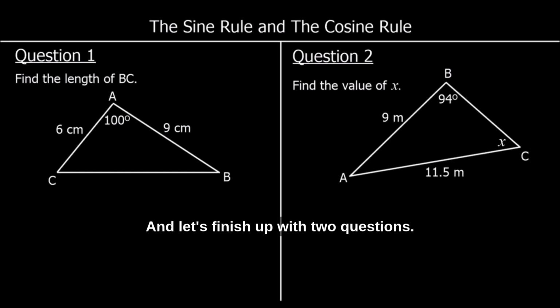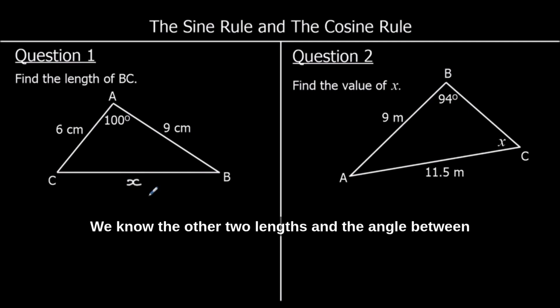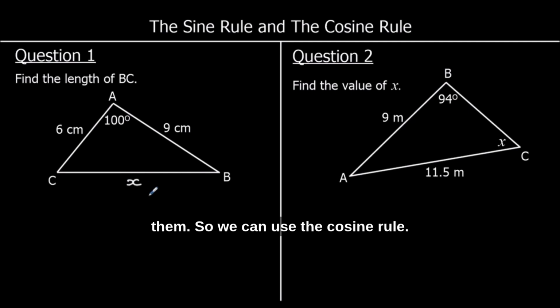And let's finish up with 2 questions. So find out the answers to these, either using the sine rule or the cosine rule. Right, the first one, find the length of BC. So that is B to C, this length. We know the other 2 lengths and the angle between them, so we can use the cosine rule.